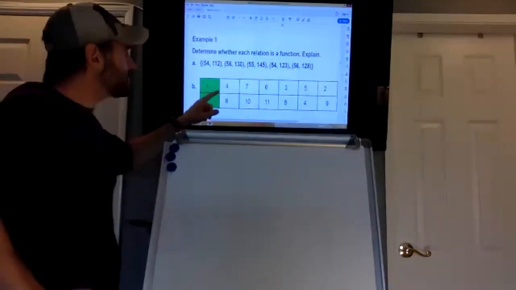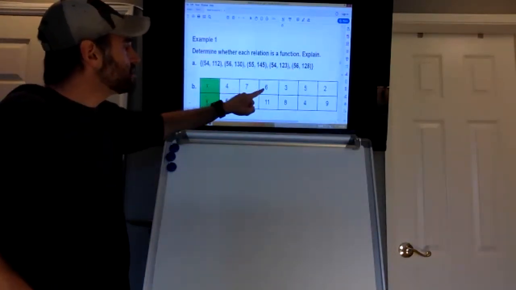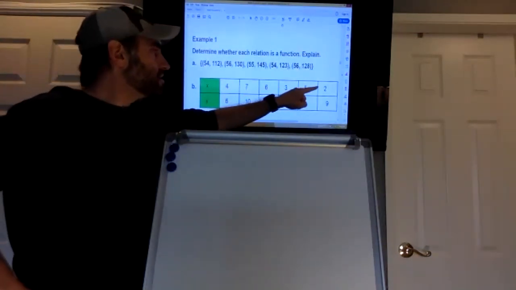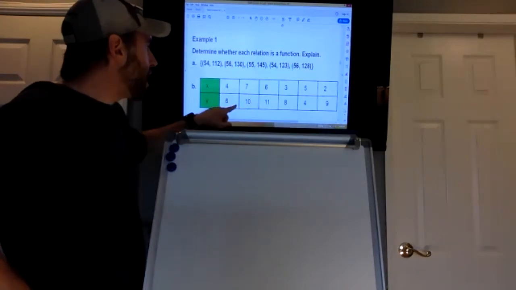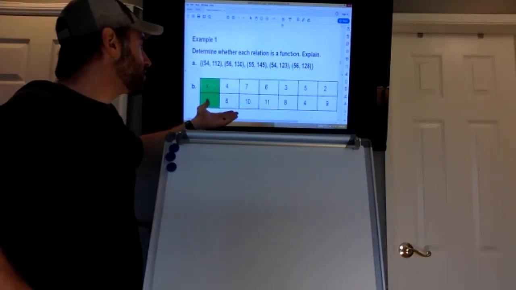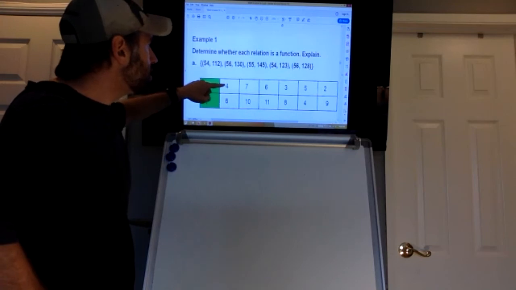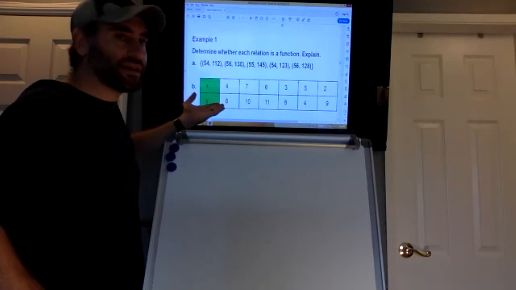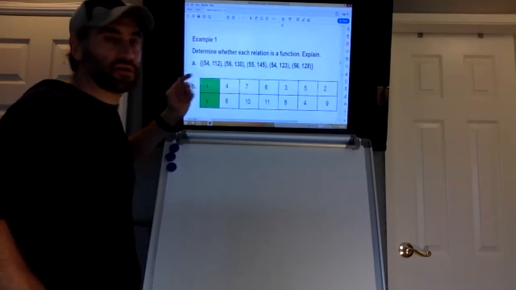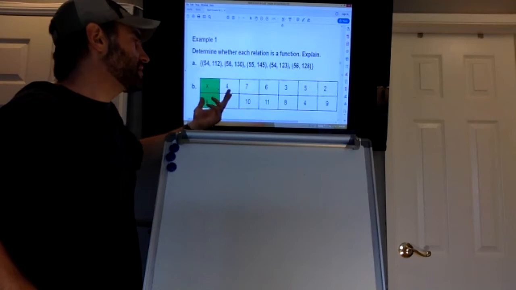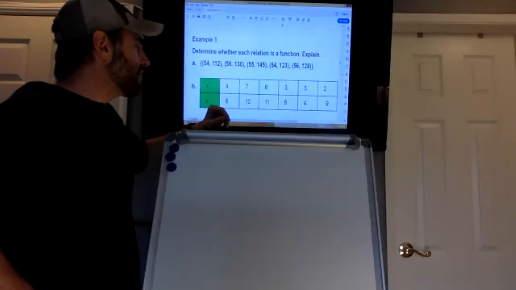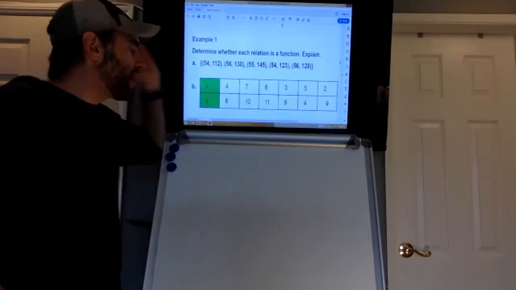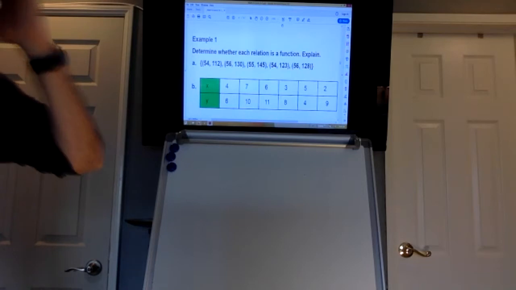One giveaway: X does not repeat. There's no repetition of X, so every X is unique. That means it doesn't matter if two of the Y's repeat, by the way, which they don't either. But if X is 4, and it's only 4 once here, you get a 6. You don't get anything else. It's predictable. If you put in 4, you get out a 6. If you put in a 7, you get out a 10. If you put in 6, you get out an 11. If you put in 3, you get out an 8. If you put in 5, you get out a 4. If you put in 2, you get out a 9. It's predictable. So yes, that is a function.